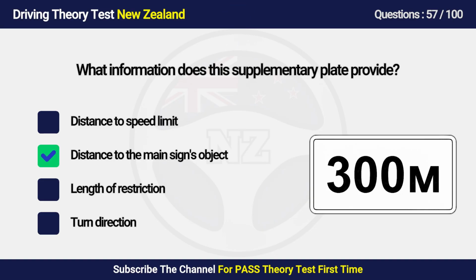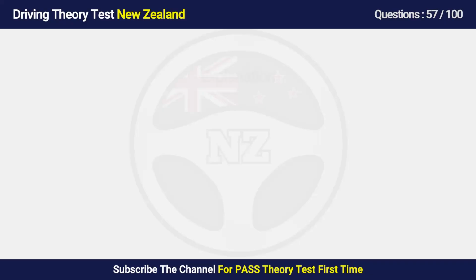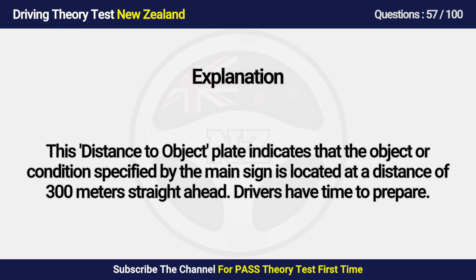Answer is B. Distance to the main sign object. This distance to object plate indicates that the object or condition indicated by the main sign is at a distance of 300 meters straight ahead. Drivers have time to prepare.